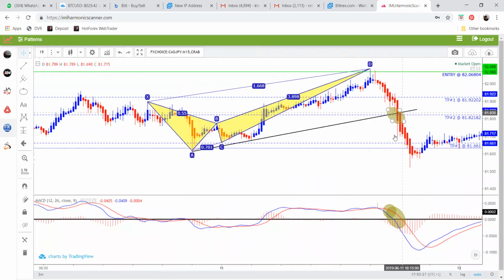We know our lines crossed over the zero line. Our red is for sure above the blue and it's pointing downward. We can absolutely enter this trade. So perfect, we got the three confirmations. Boom, we're in for 10 to 20 pips. We're out. All right. Let's do this again.